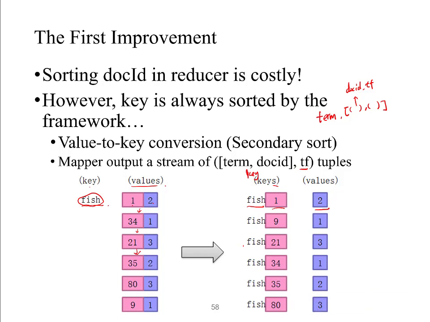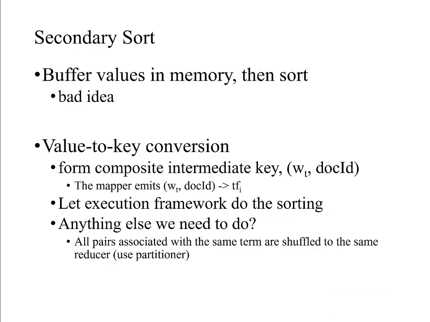By doing this, as you can imagine, the framework would sort the keys based on not only the term but also the document ID, such that the reducer would be able to get a sorted list. So the sort is not done by the reducer. The idea of secondary sort is that we don't buffer values in memory and then do the sort in the reducer. It's a bad idea. I have explained this before. So we do this value to key conversion.